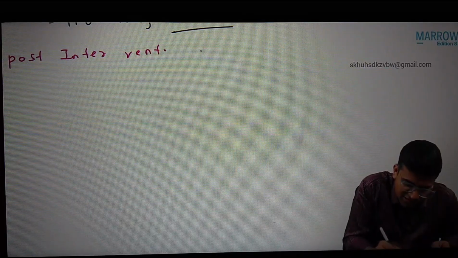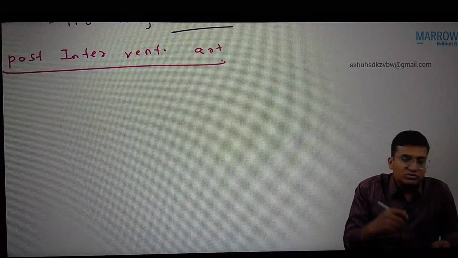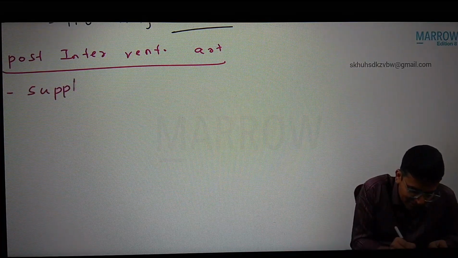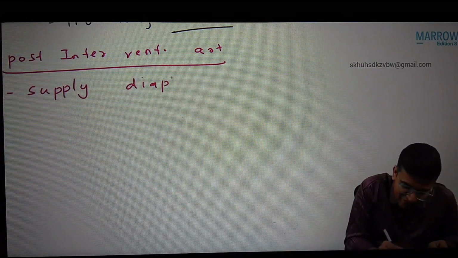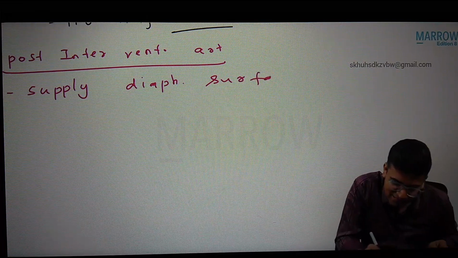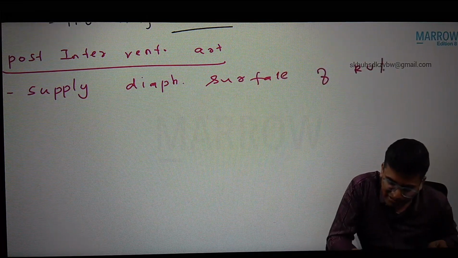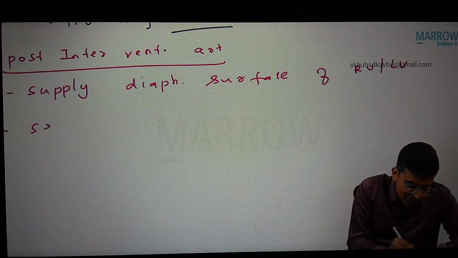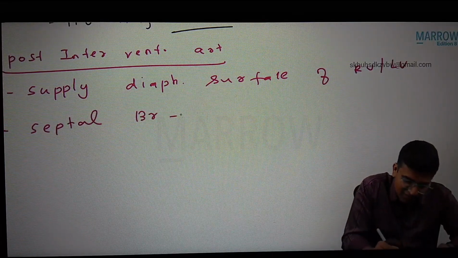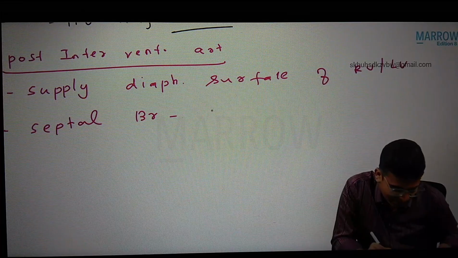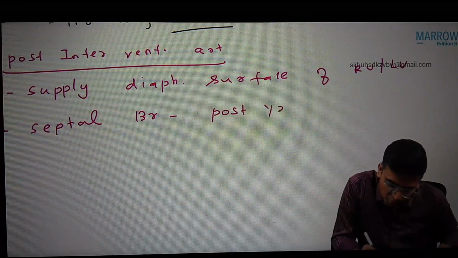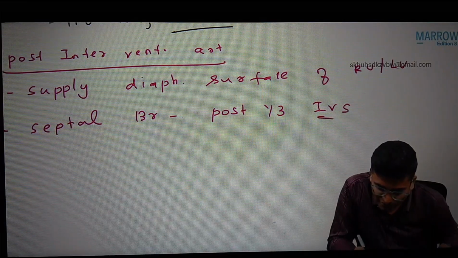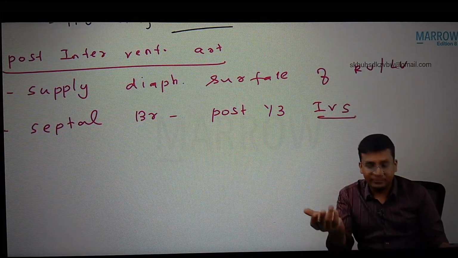interventricular artery. It descends in the posterior interventricular groove and supplies the diaphragmatic surface of the right ventricle and left ventricle. This posterior interventricular artery also gives a septal branch. The septal branch supplies the posterior 1/3 of the interventricular septum.